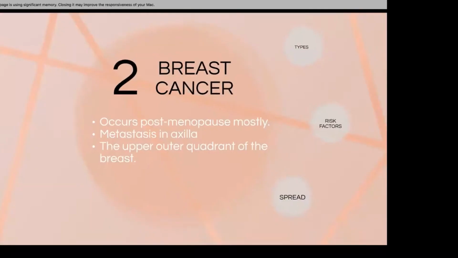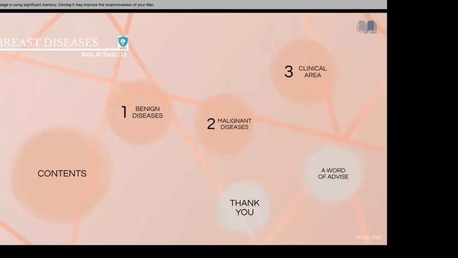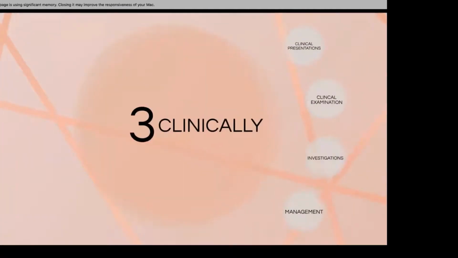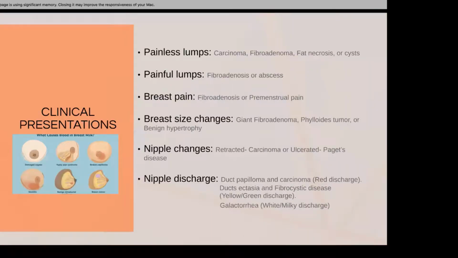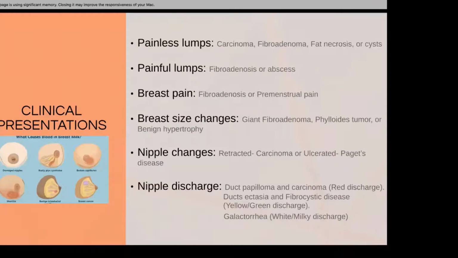We finished with the malignant diseases. Let's now see the clinical area. So clinical presentations of your patients. Here, what are you going to think of? If your patient comes with a painless lump, you're going to think of carcinoma, fibroadenoma, fat necrosis, and cysts. If they have a painful lump, you're going to think of fibroadenosis or an abscess. If their breast itself hurts, you're going to think of fibroadenosis or just premenstrual pain. If the breast size changes, you're going to think of giant fibroadenoma, phylloides tumor, and benign hypertrophy.